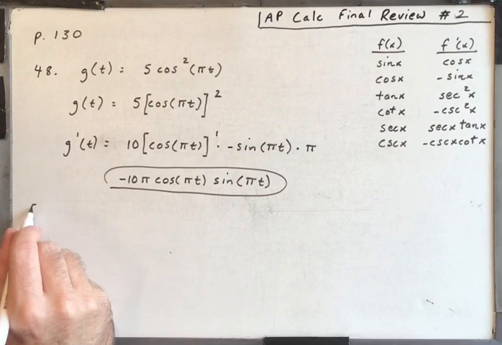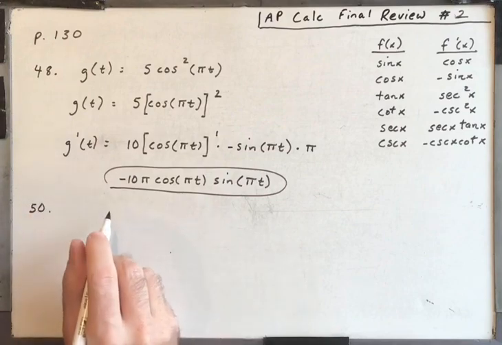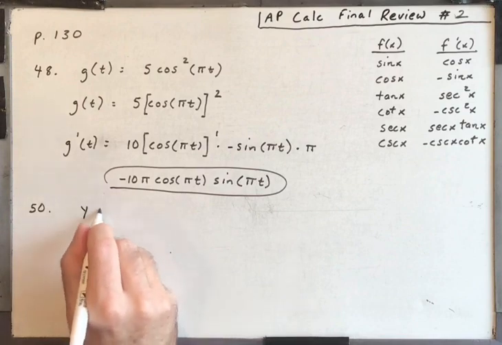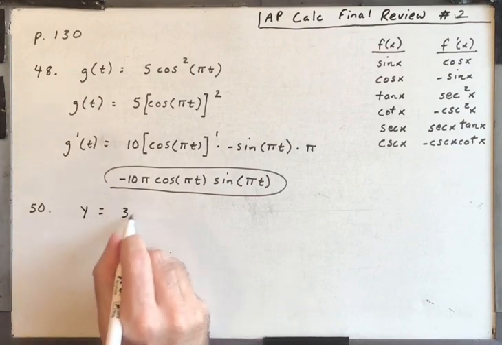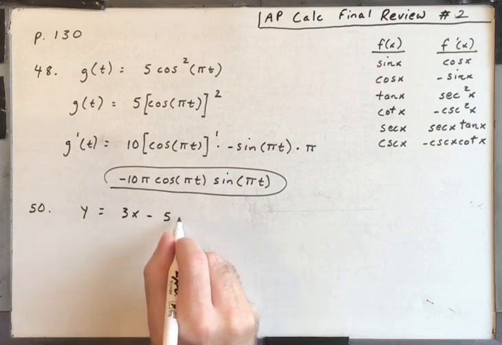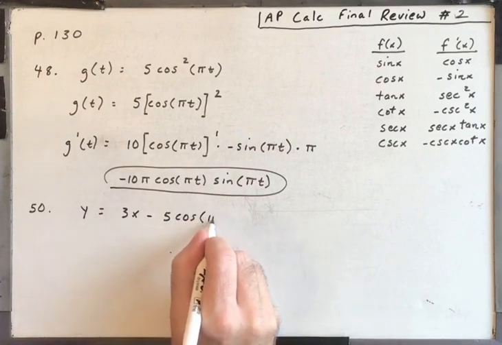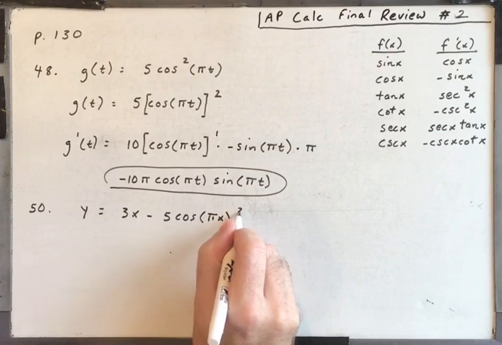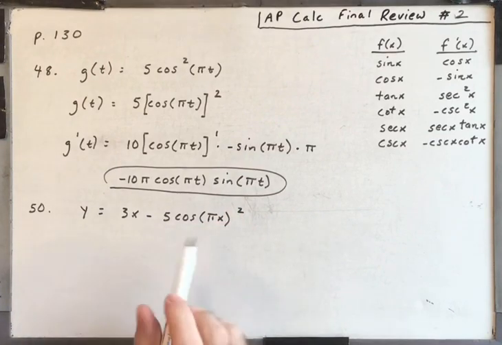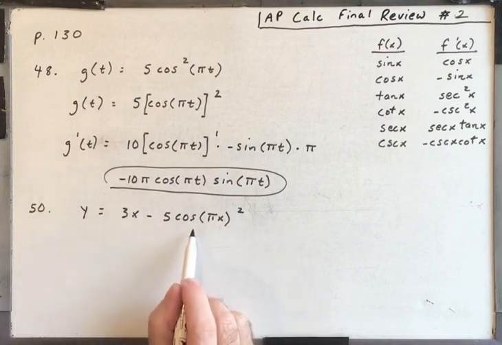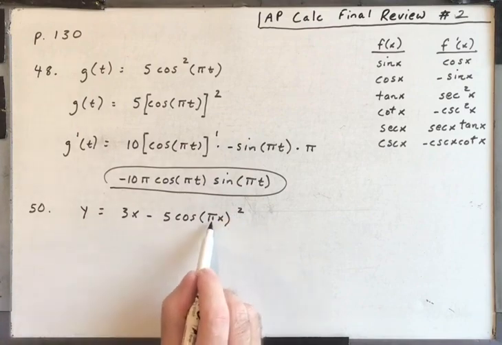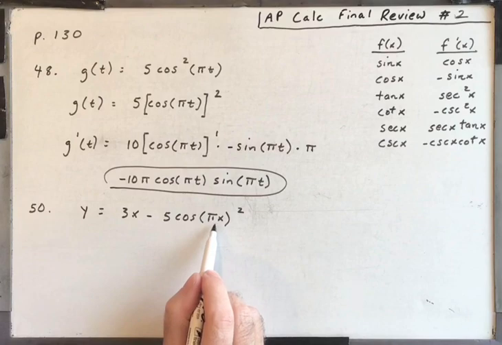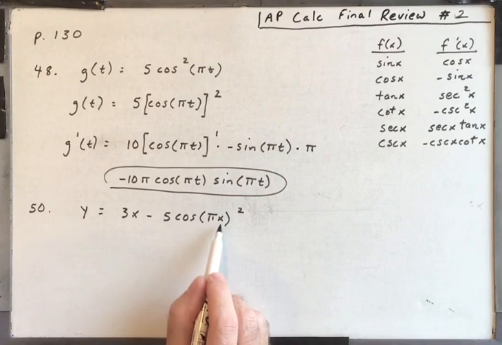All right, I think I can squeeze 50 in here, even though it's a 3-layer onion. So we have y is equal to (3x minus 5 cosine pi x) all squared. Now, this part's just 3, right? What makes this a 3-layer onion? Well, the square does, and something other than x, all right? So I don't have to rewrite this. It's there like it needs to be.